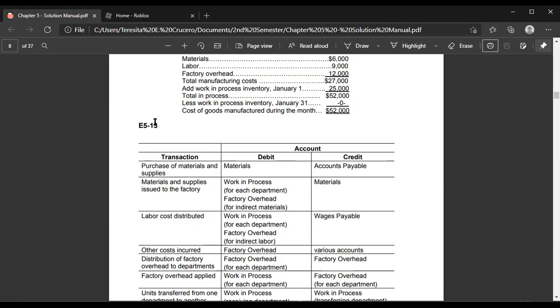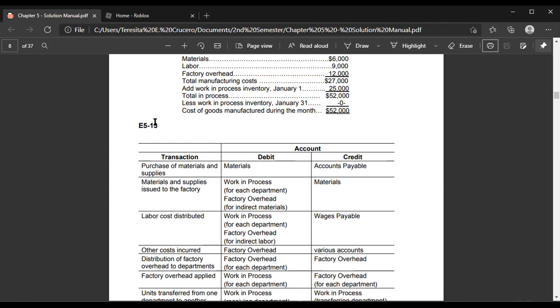So we now debit work in process for direct labor, debit factory overhead or factory overhead control for indirect labor, and credit wages payable. Or maybe if we already had a previous entry recording payroll, credit wages payable, then here we could have a credit to payroll. So wages payable or payroll.